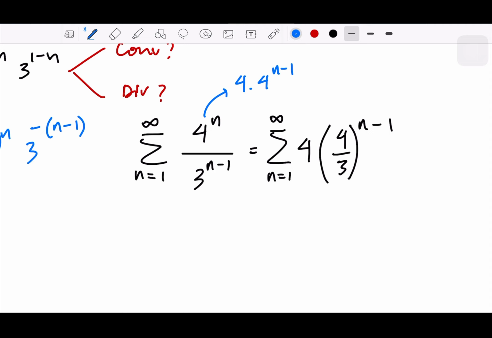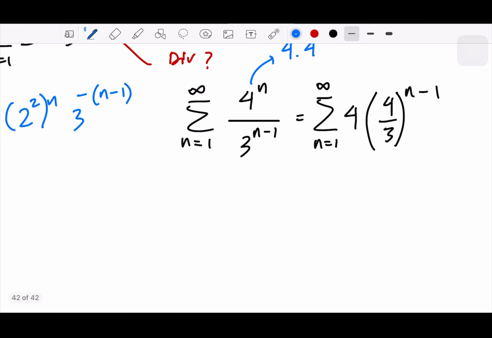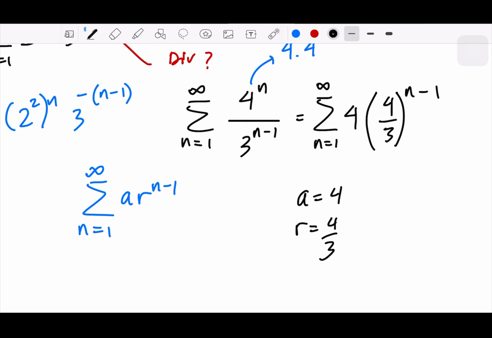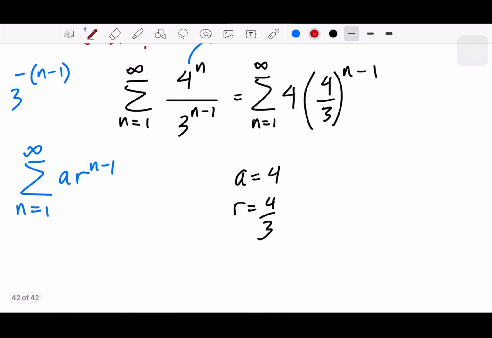And since we have this, we can imagine the geometric series AR to the n minus 1. Okay, so we can see from this pattern that A will be 4 and R will be 4 over 3, and since R is greater than 1, the series, so the sum, diverges.